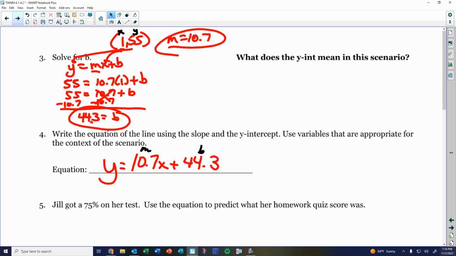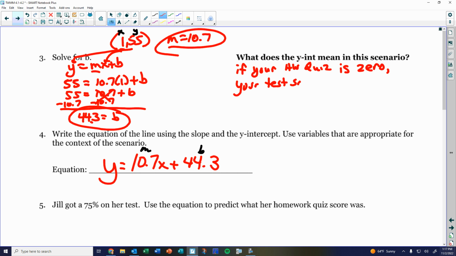But now that I have all this work to plug them into the equation, questions 5 and 6 below here, I can now answer, because at least I have something to play with. What does the y-intercept mean in this scenario? Well, at 44.3, that's technically where it's on the axis. So if your homework quiz is 0, your test score is 44.3%, which is not that great.